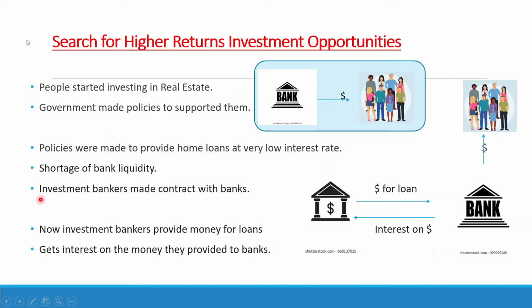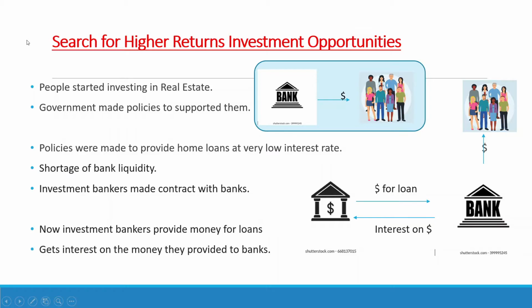So banks were running out of money, and investment bankers made a contract with the banks. First, banks were providing loans to people. Now, investment bankers came into play. This represents the investment banker, this represents common people, and this represents the bank. The investment bankers made a contract with the banks that the investment banker will provide loans to the bank, for which they demanded interest, so that the money provided by investment bankers to the bank will be provided to people as home loans or real estate loans. In return, the investment banker will get interest on the money they provide to the bank. It was that simple.